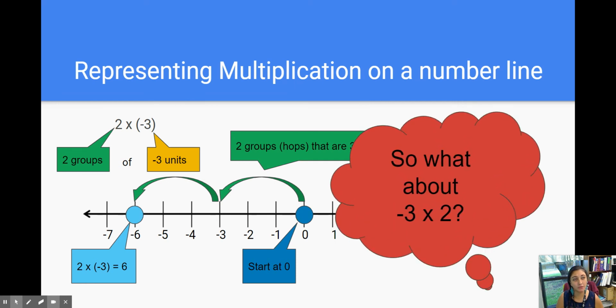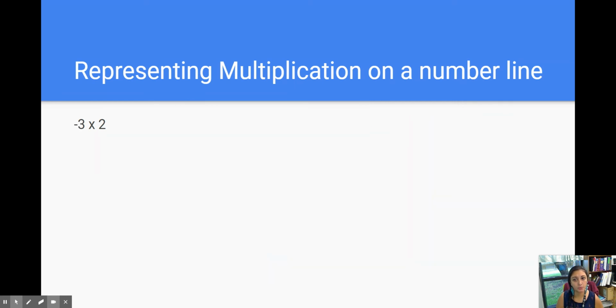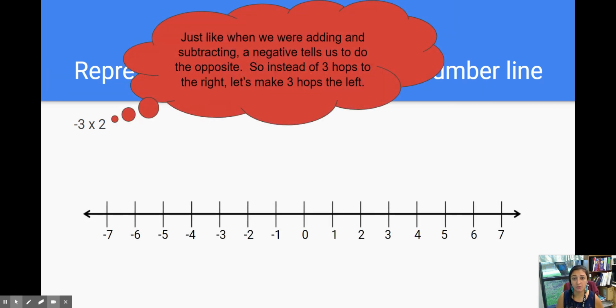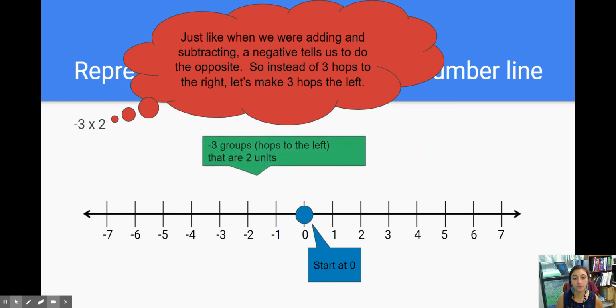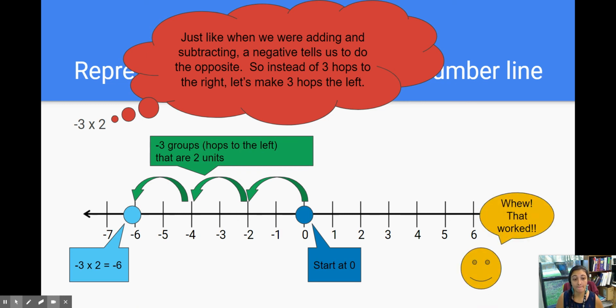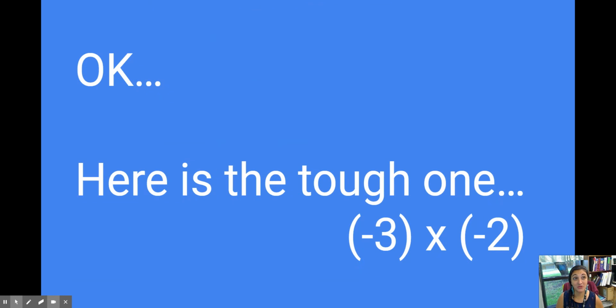So then what about negative 3 times 2? Let's look at that on the number line. You start at 0. And just like when we were adding and subtracting, a negative tells us to do the opposite. So instead of 3 hops to the right, let's make 3 hops to the left. Starting at 0, 1, 2, 3 hops, and in each group is 2 units. So we still wind up with negative 6. That worked. It was the same thing.